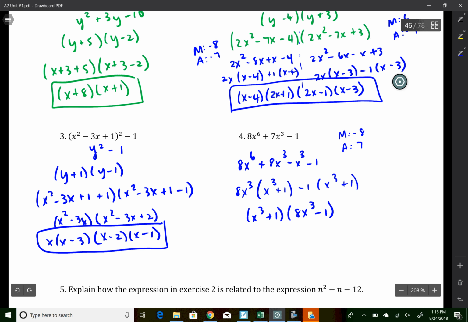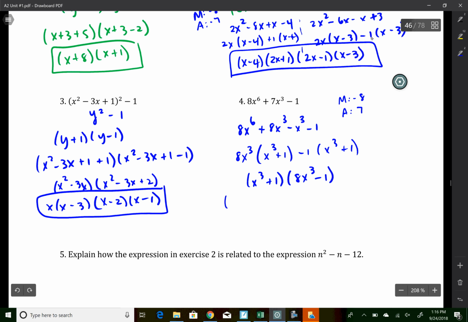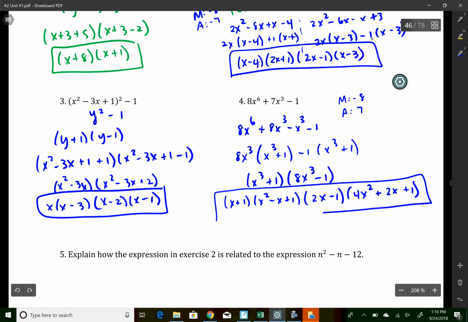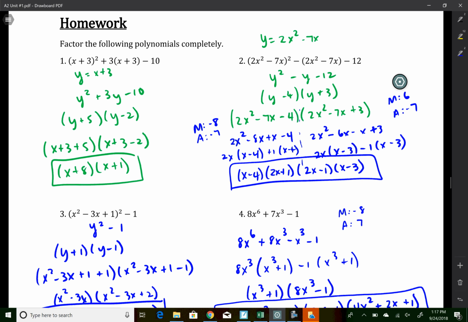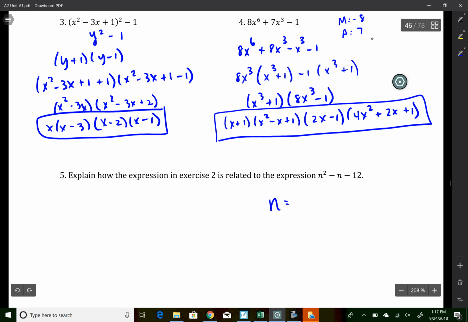Sum and difference of two cubes, so we have x plus 1, x squared minus x plus 1. I have 2x minus 1, and I have 4x squared plus 2x plus 1. If you don't know how I'm factoring those two things, look back at a few lessons when we did sum and difference of cubes. Number 5 says, how is exercise number 2 related to n squared minus n minus 12? Well, all I can say here is instead of 2x squared minus 7x, I replaced it with n.